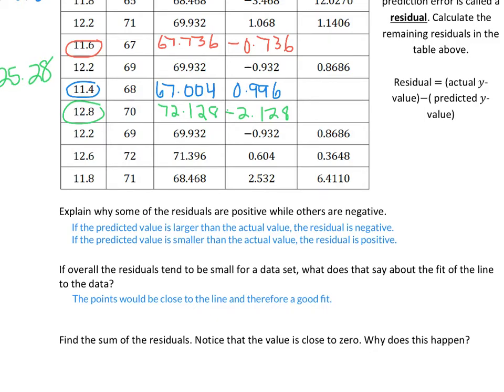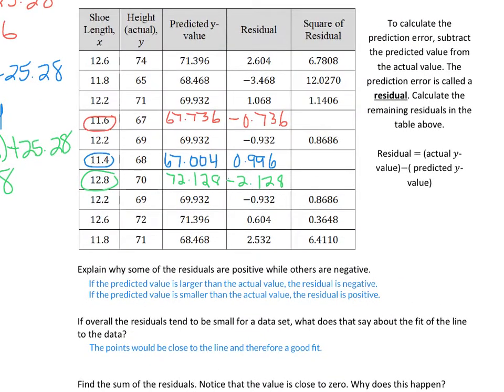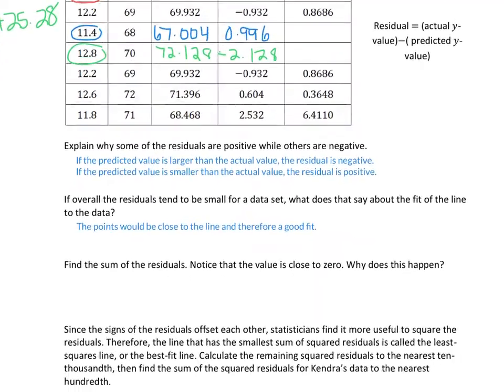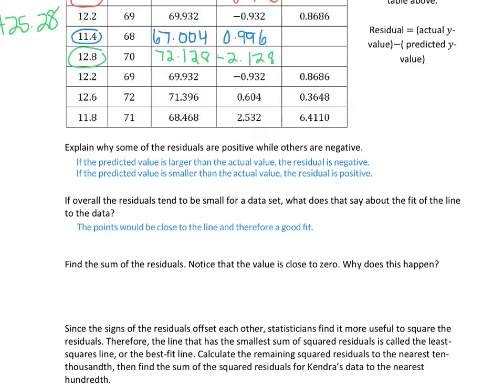Find the sum of the residuals. Notice that the value is close to 0. Why does this happen? So what we're going to do, we're going to do it on our calculator, make things simple. We're going to total up all of these residuals. So on your calculator, 2.604 plus negative 3.468 plus 1.068, and so on. Take a moment, plug those in. When you add them up, we end up getting negative 0.392, which is not 0, but it's pretty close to 0.